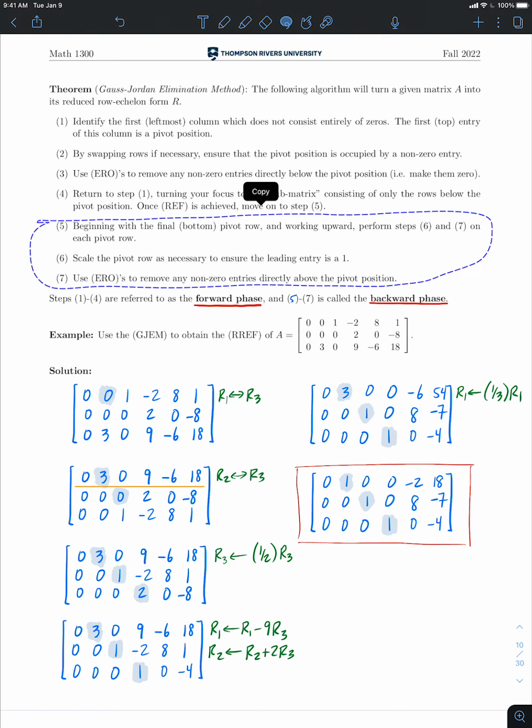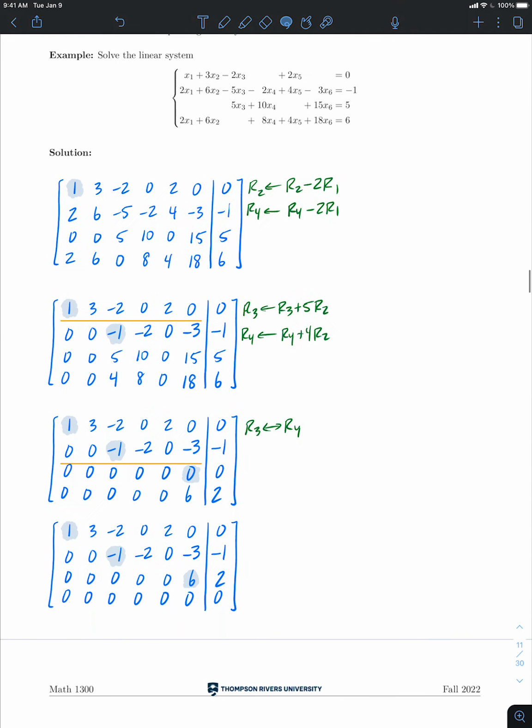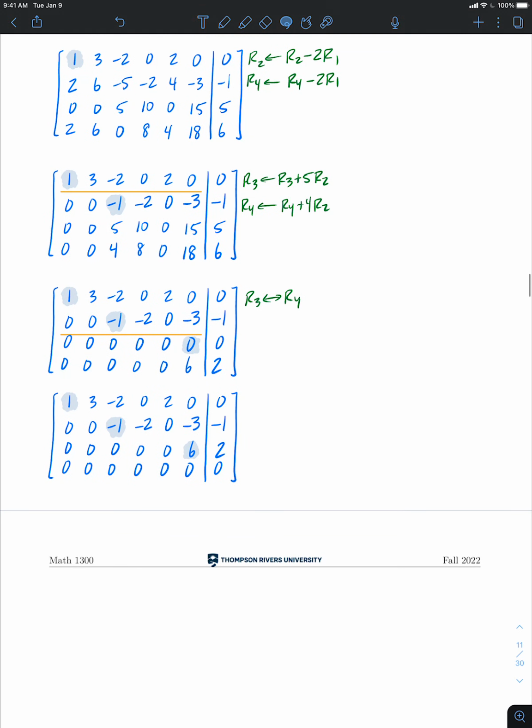So you do that if you want to go further. And in this case, we do. We want to get it into reduced row echelon form. So now we're going to start that phase. And what you do is you apply a couple of steps to each of your pivot rows.